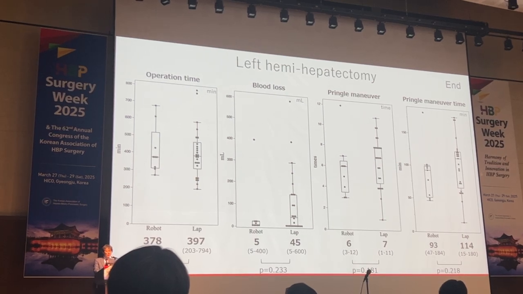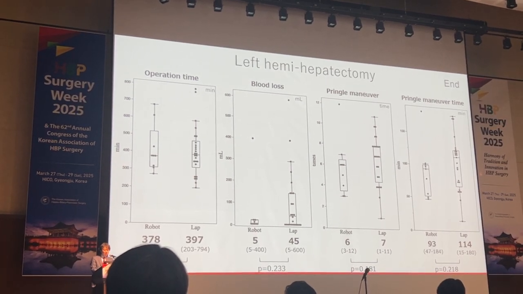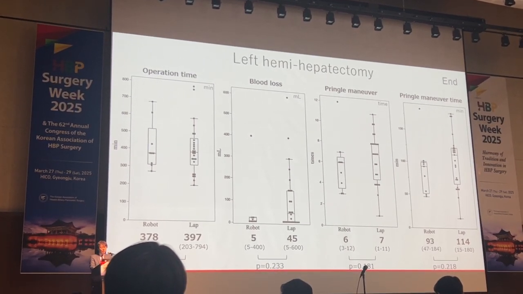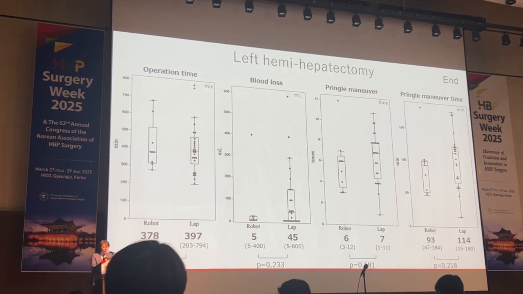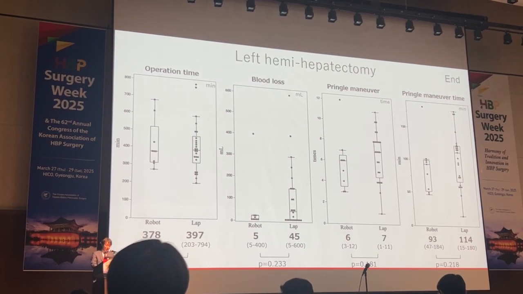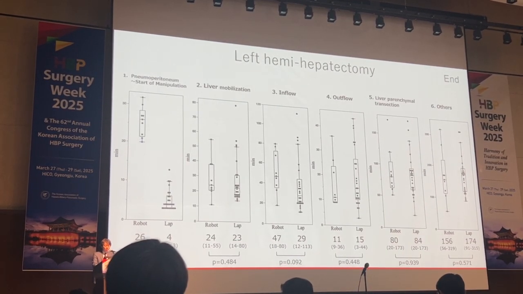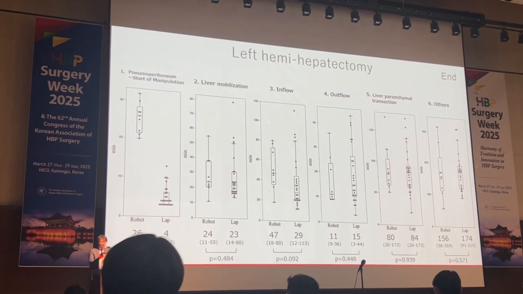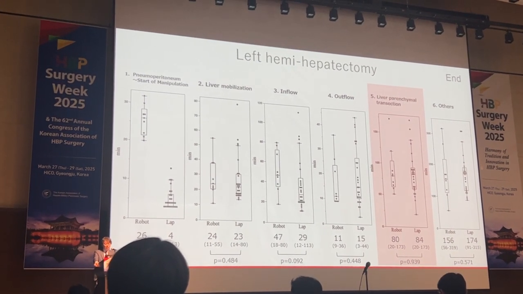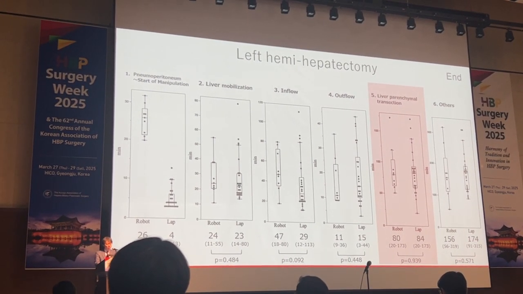Left hemihepatectomy was similar to the result of the right. There is no difference in terms of the surgery time, blood loss, number of Pringles, and Pringle time. Similar to the right, we need time to roll in. However, the time taken in the liver parenchymal transection was the same in both groups.